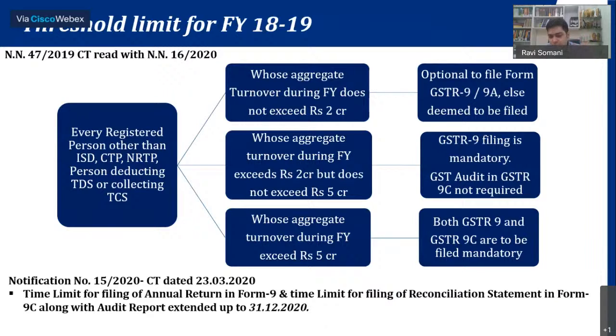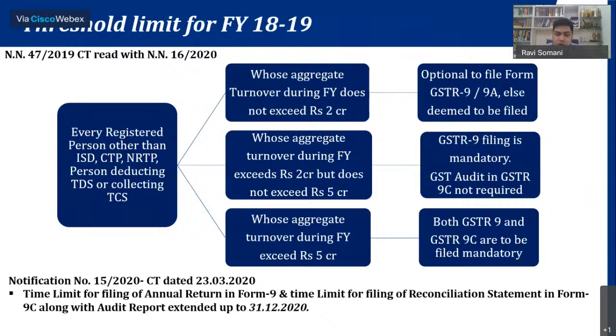This is a broad recap of 17-18. As far as 18-19, you all must be aware that there has been some tweaking in the turnover limits. Earlier, annual return was applicable to everybody, and 9C was having an aggregate turnover limit of 2 crores. So now the annual return is having a turnover of 2 crores, and 9C it is 5 crores.